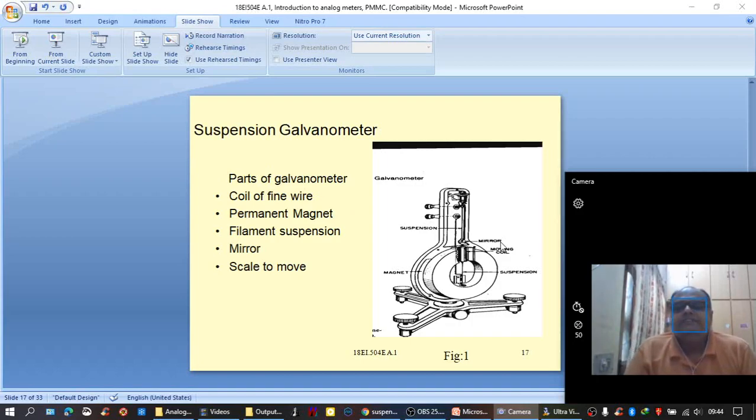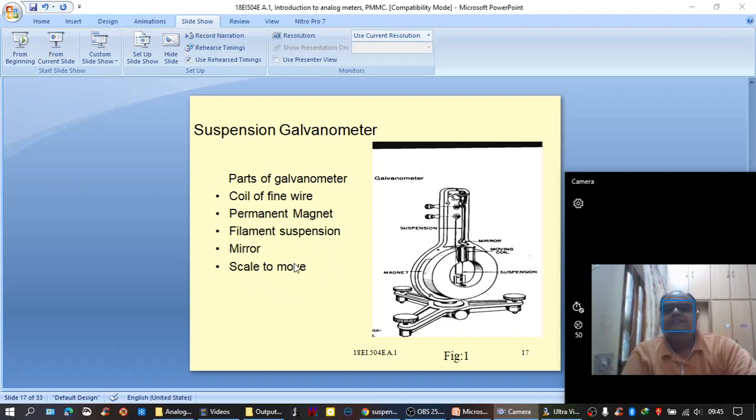So what we have to do is, while taking the reading, we have to see the pointer in such a way that the pointer and its image in the mirror coincide with each other. When the pointer and its image coincide with each other, that is the exact angle at which you have to take down the reading. So the mirror is used to eliminate parallax error in the measurements.